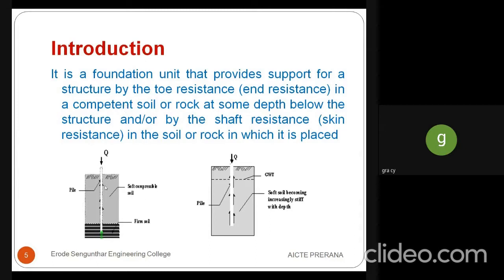In this picture we are able to see that while erecting the pile there is some resistance. So this one we can call skin resistance. It is applicable in the soil or rock, whichever it is placed in. Here at the bottom it is firm soil, and at the top we have soft compressible soil. The pile is inserted, and this Q is called the load. This GWT is the groundwater table. The soft soil becomes increasingly stiff with depth.